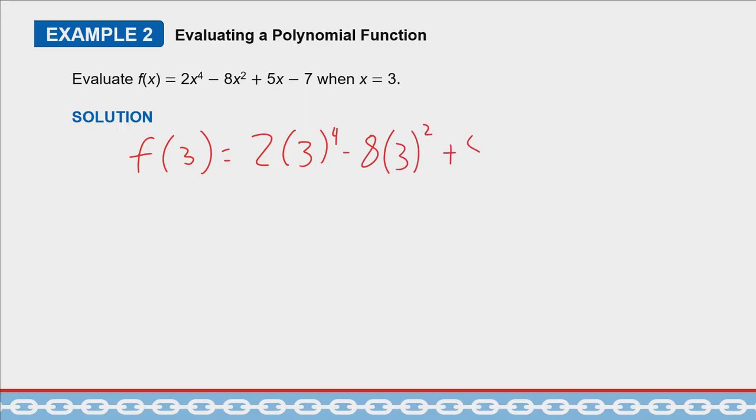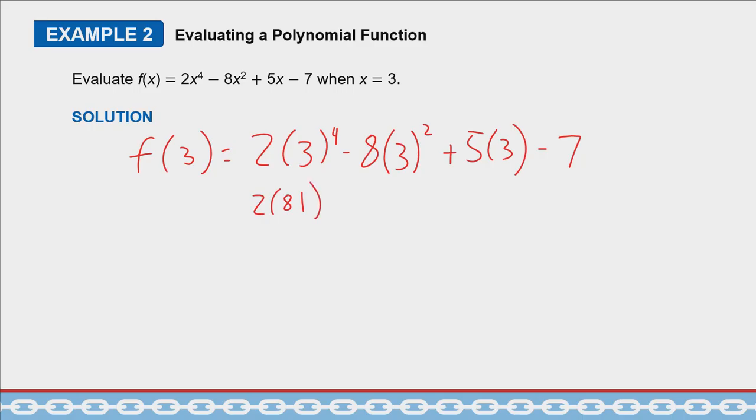Plus 5x. Again, anytime we see an x, we sub in that 3. And then we're just going to use order of operations to work our way through this problem. So, right, this will be 2 times 81. Right, and this would just be calculator work.